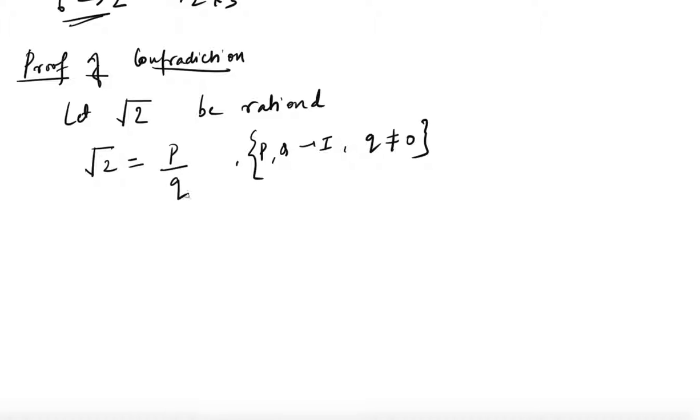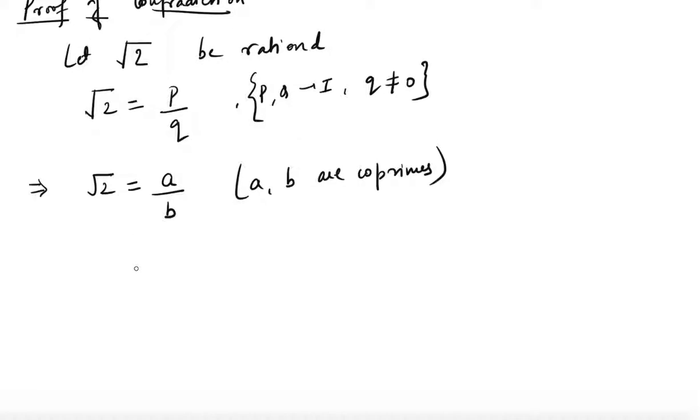So, after division by their common factors other than 1, let us say that root 2 can be written in the simplest form of a by b, where a and b are co-prime numbers, such that a and b have no common factor other than 1. Okay, so this is the first thing.